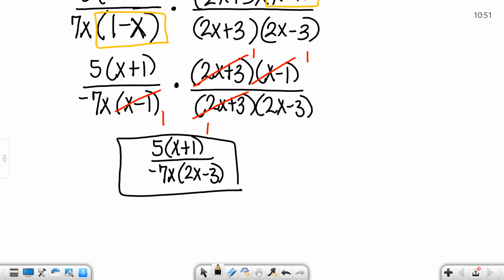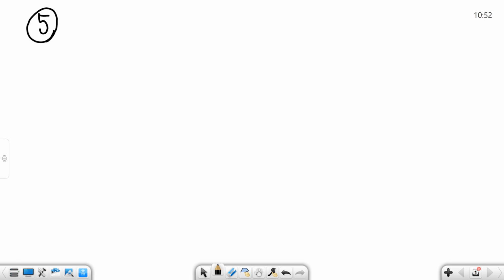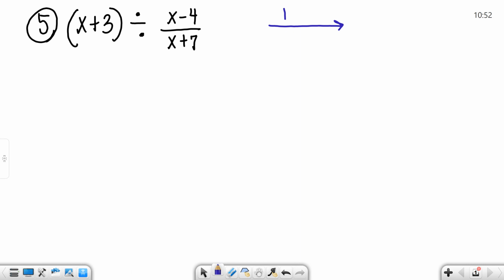Okay, so we have done 4 multiplication problems. So now let's go and do some division. All right. So I've got x plus 3 divided by this fraction. Now, I'm going to come over here to the side and just do a quick little review. Let's just review some basic fractions.